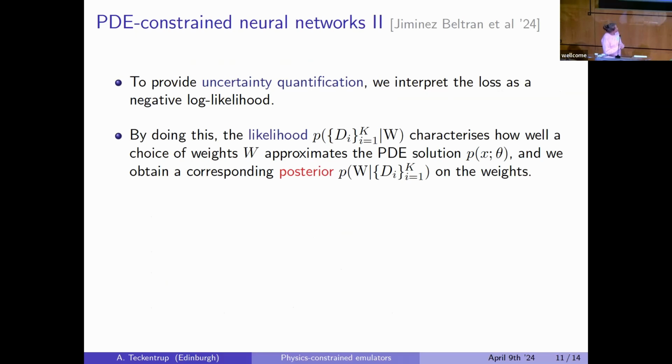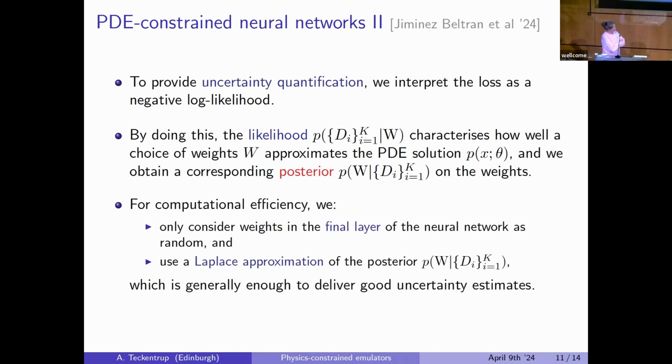So what we do there is we develop a Bayesian version of this deep Galerkin method. To do that, we interpret the loss as a negative log likelihood. By doing that, the likelihood that you get then characterizes how well the neural network that you get with certain weights W approximates the PDE solution, and that then gives you a posterior on the weights as well.